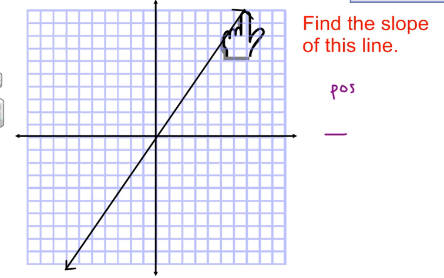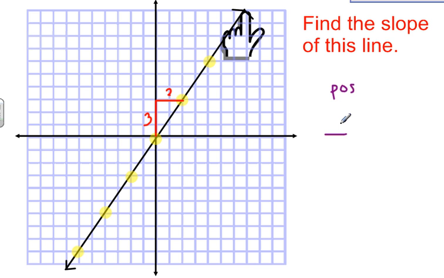Now I need to choose 2 points. I'm going to choose this point here that's right on a cross, and this point right here is right on a cross. I could have also chosen this one, or this one, or this one. All of these points that I'm highlighting in yellow are right on a place where 2 blue lines cross. And now all I need to do is draw that same triangle. How much did I move up, and how much did I move over? I moved up 3, and I moved over 2.